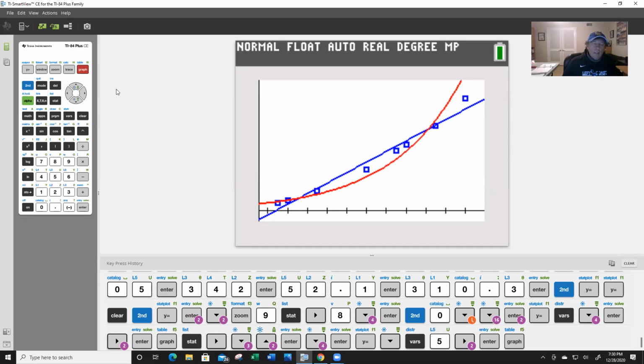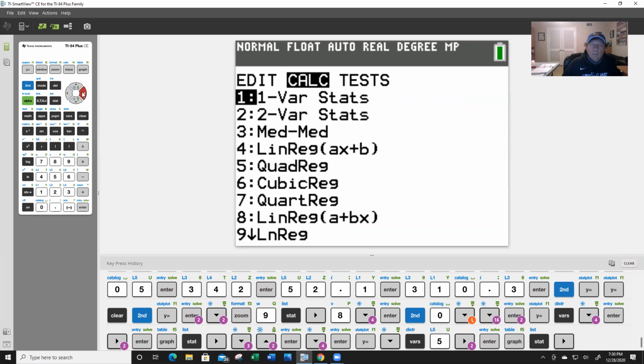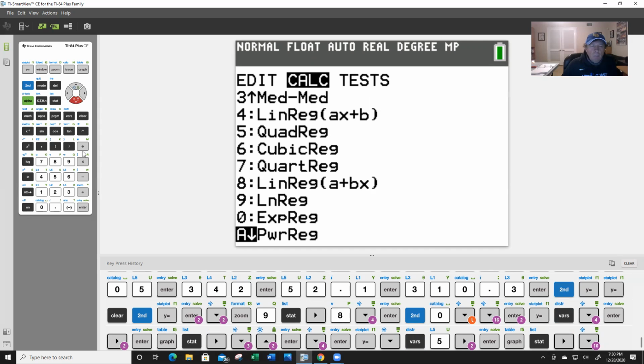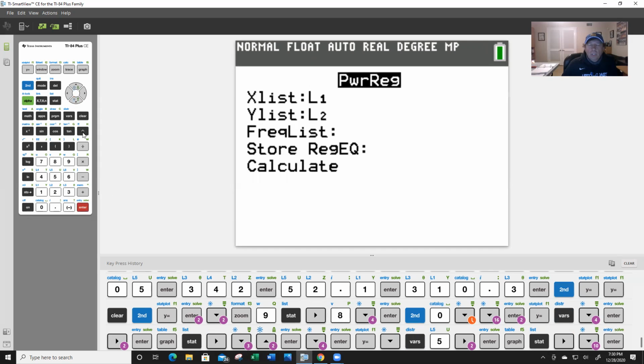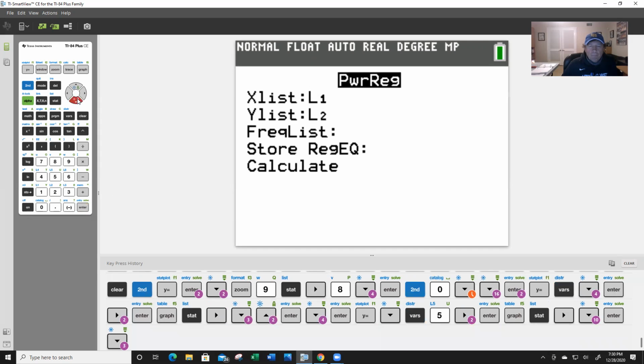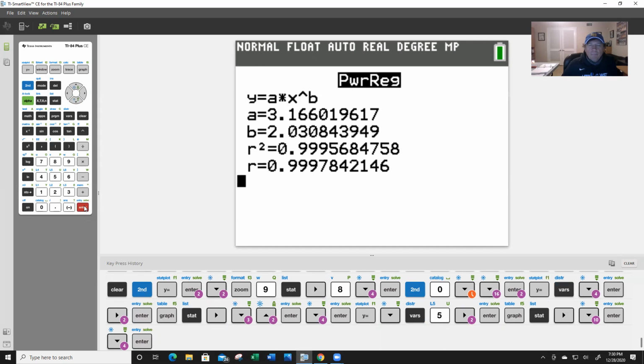Okay, all right. So I've done 2 of them. Now let's check out the power model. Okay, STAT, CALC, and let's go to the power model. Okay, see what that looks like. Power regression. L1, L2. Hit calculate. Look at that. I got an R squared of almost 1, 0.9998. That's pretty good. Okay, and there's the model.